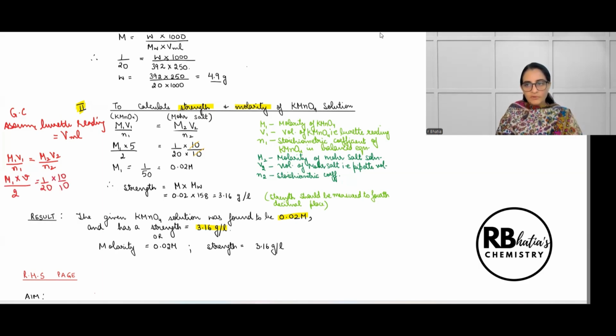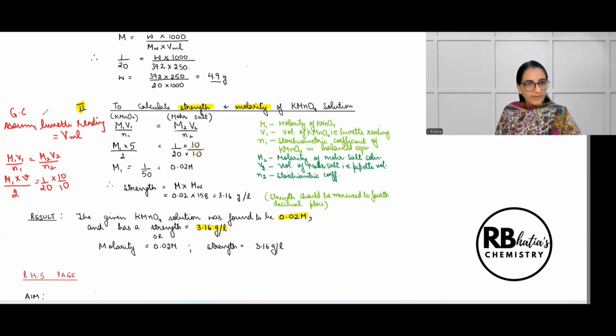Another mistake that you children tend to make is that this Mohr salt volume is 10 ml and not 250 ml. 250 ml is the total solution that you prepared. But out of that 250 ml, you have only pipetted out 10 ml. So this value has to be 10, not 250. These are the common mistakes that you children make, which you have to avoid.